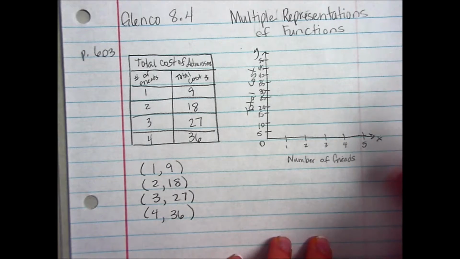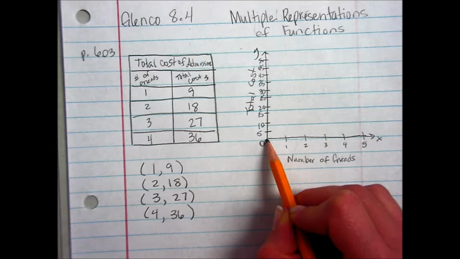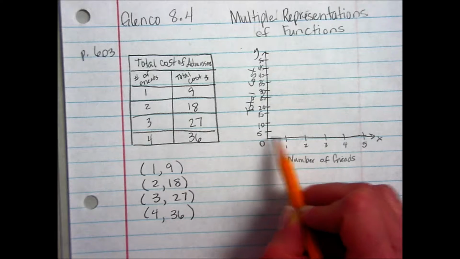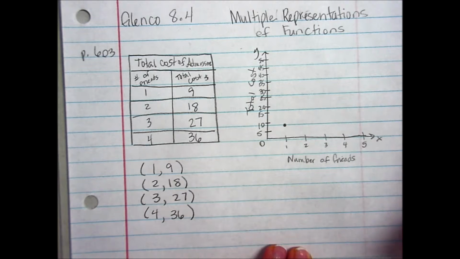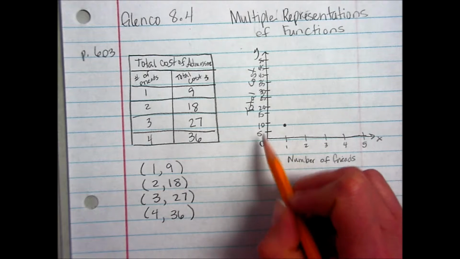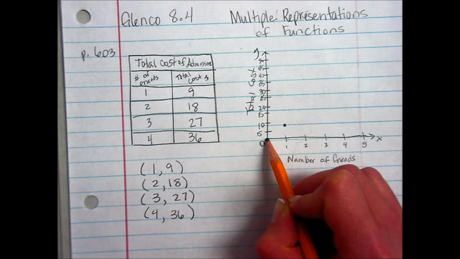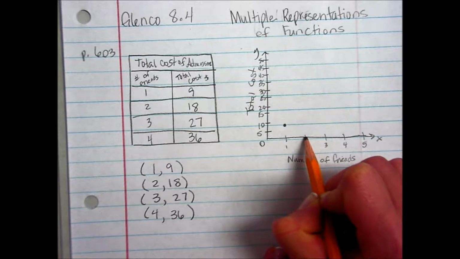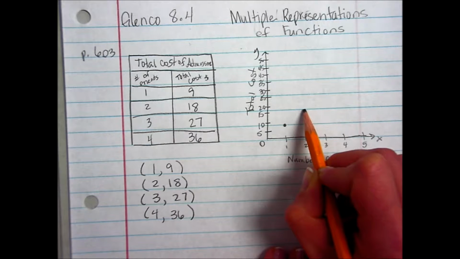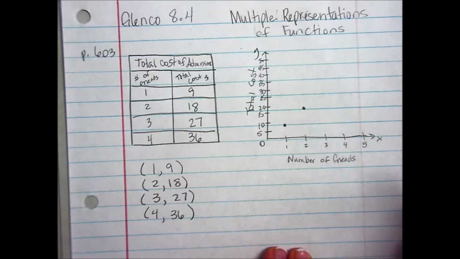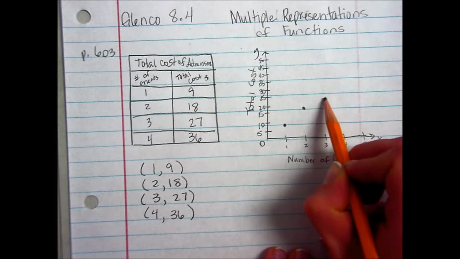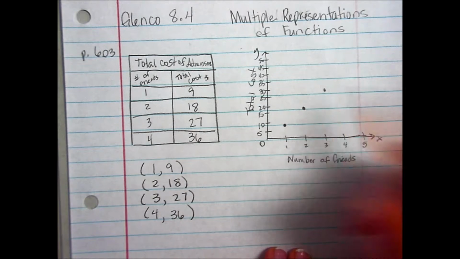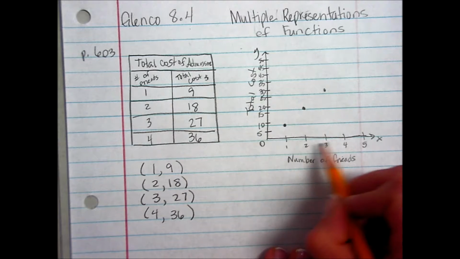So we'll go to our graph, start at the origin. We follow the x-axis first, so 1, and then we'll need to go up to 9 on the y-axis. Our next ordered pair is 2 and 18. Start back at the origin. Go to 2 on the x-axis, and then we'll need to go up to 18. 3 and 27. And 4 and 36.